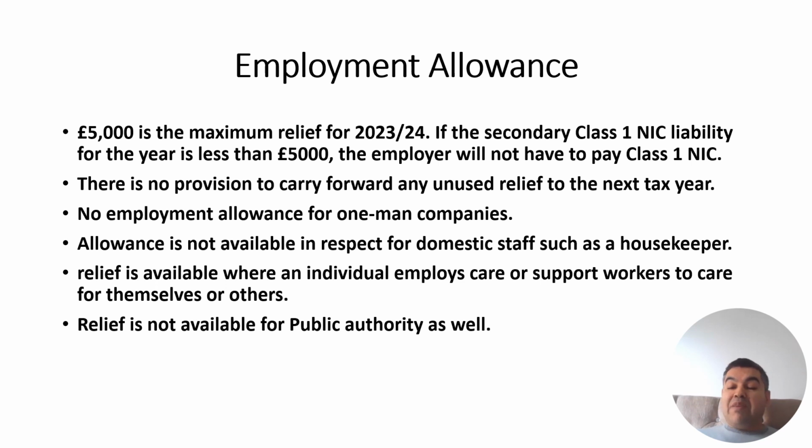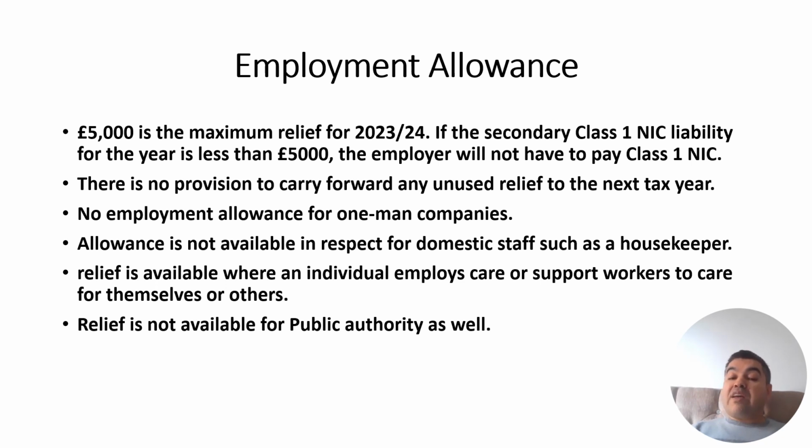For example, if there's a one-man company, where the company is run by one director and he's also the employee, this is not available, and he cannot claim the employment allowance. Allowance is not available in respect of domestic staff, such as a housekeeper. If you are a rich person and you have a housekeeper, then you cannot claim that. You can register with HMRC to become an employer and pay the housekeeper's wages.